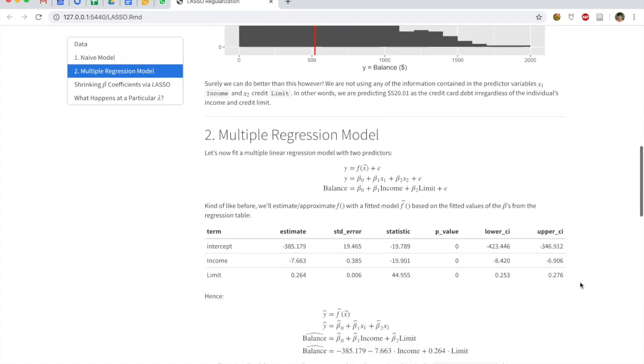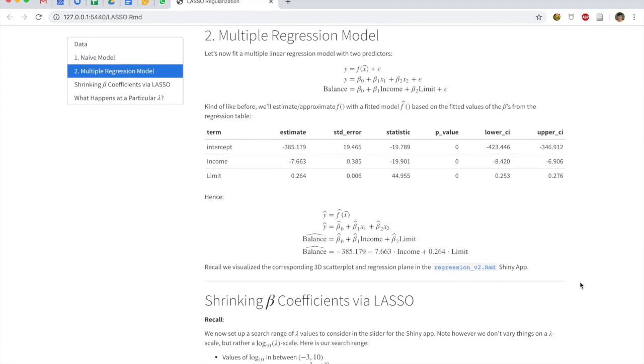Recall as well down here with our multiple regression model. Now we're going to use all two predictor variables we have, income and limit. Now this might seem kind of ridiculous. Why are we only choosing between two predictor variables? Well, we're going to see later on much more complex situations where the number of predictor variables we have to choose from is much larger than two.